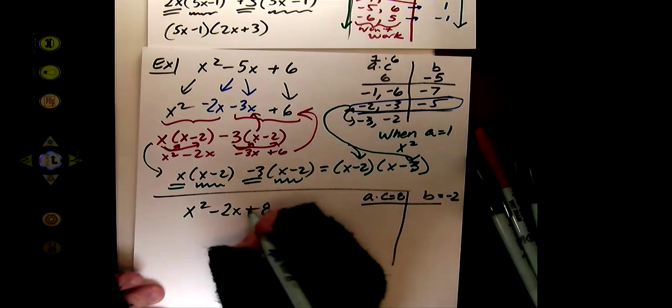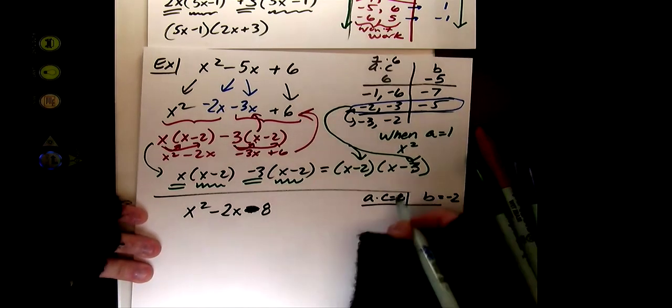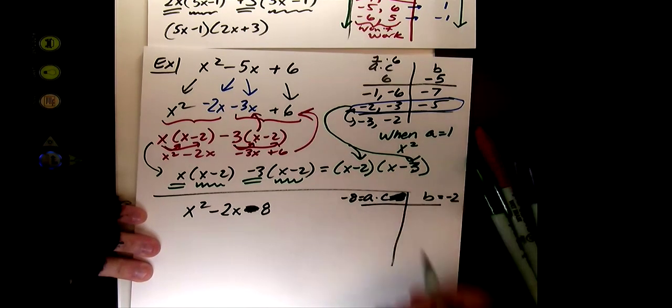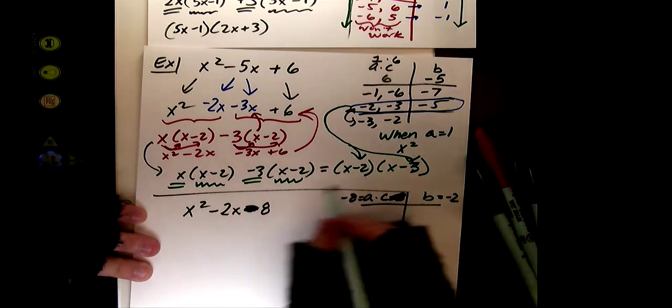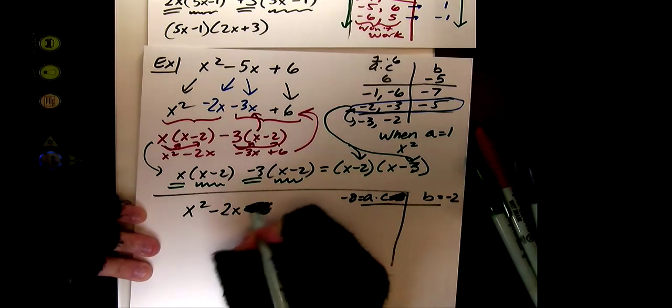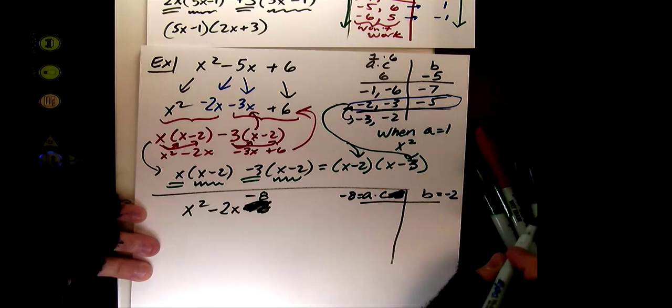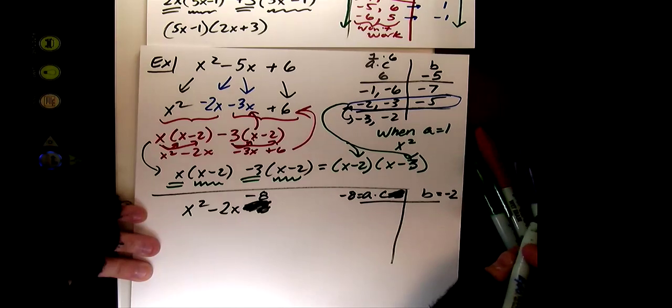I think I need a -8 right here. I just made this number up on the spot and I think it's not gonna work if it's not a minus. How did I just rewrite that part? There we go. It wasn't gonna factor.